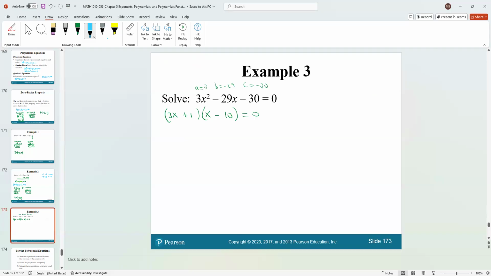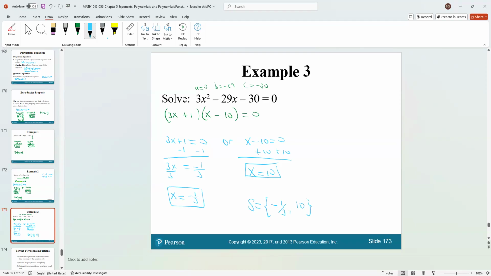Now with the factors, we can set each factor equal to 0. Subtract 1 from both sides, it gives us 3x equal negative 1. Divide both sides by 3, x would be negative 1/3. The same, because we have two factors, x minus 10 equal to 0. If you add 10 to both sides, you end up with x equal 10. Those are the two answers. Because we deal with polynomials, remember, the best you can do is just set each factor equal to 0.